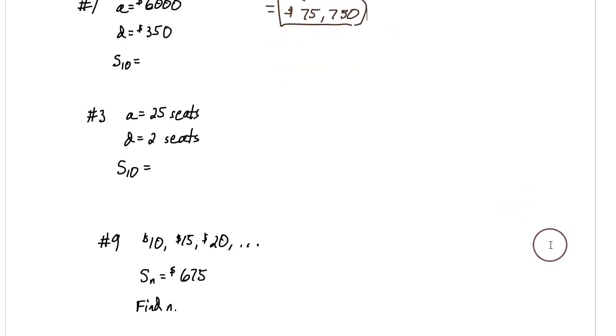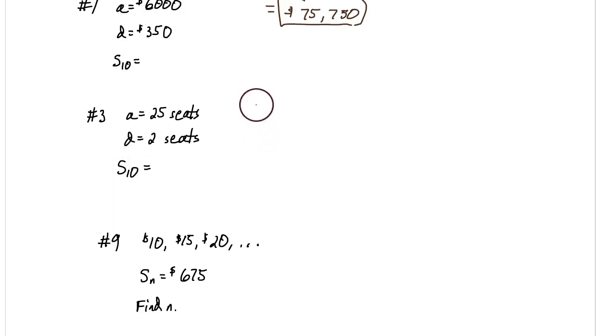Next, number 3. In the front section of the lecture hall, there are 25 seats in the first row, and there are 2 seats more in each following row. So the first row has 25 seats, the second row has 27 seats, the third row has 29 seats, and so on. The question is, how many seats total are there in the front 10 rows? So we want to find the sum of the first 10 numbers in a sequence that starts with 25 and has a value of 2 for D.